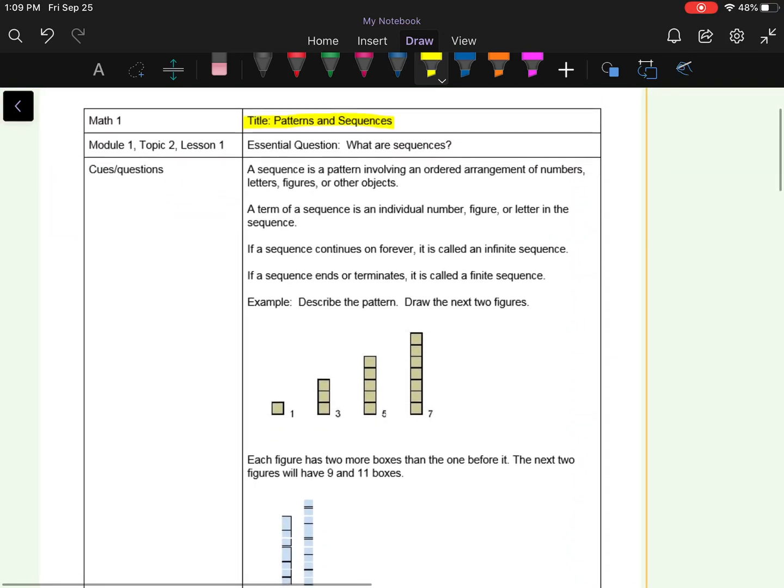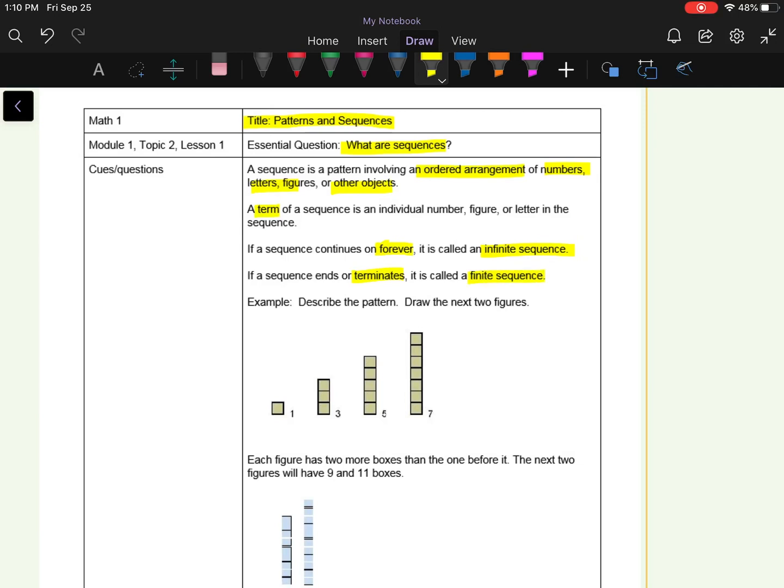So our central question for day 1 was, what are sequences? Well, a sequence is a pattern involving an ordered arrangement of numbers, letters, or figures. So an ordered arrangement of numbers, letters, figures, or other objects. A term of a sequence is an individual number, figure, or letter in the sequence. If a sequence continues on forever, it is called an infinite sequence. If a sequence ends or terminates, it is called a finite sequence.